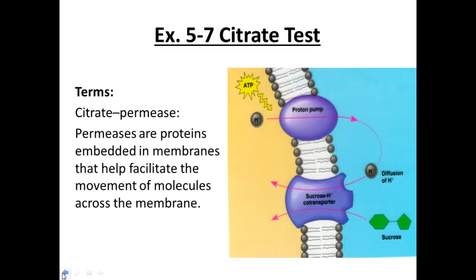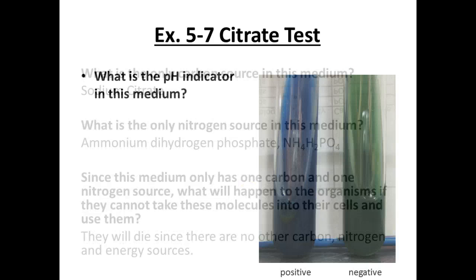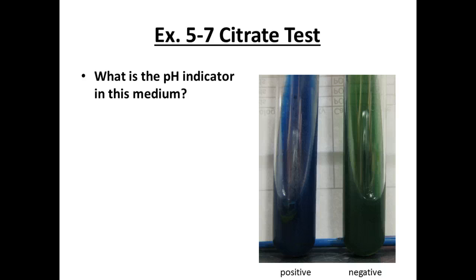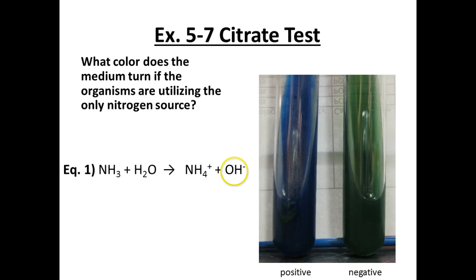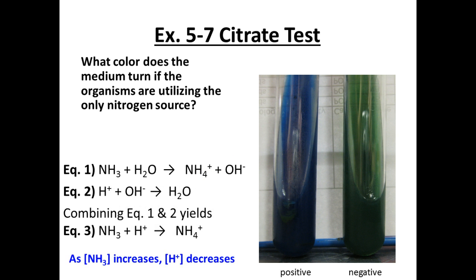The other one we looked at was citrate. And this one is to determine if your organism has citrate permease. This is a membrane-bound protein that helps transport that particular sugar into the cells. So there's only one carbon source, it is the citrate, and only one nitrogen source, which can be converted and release a base.